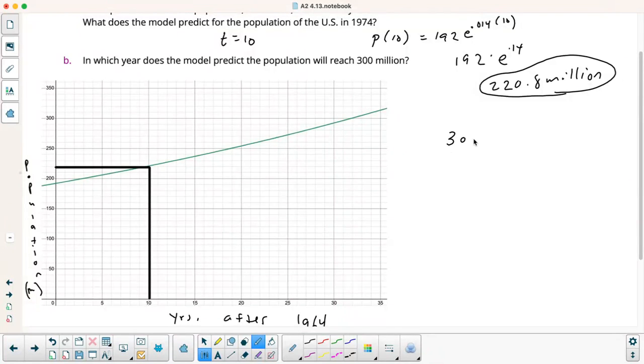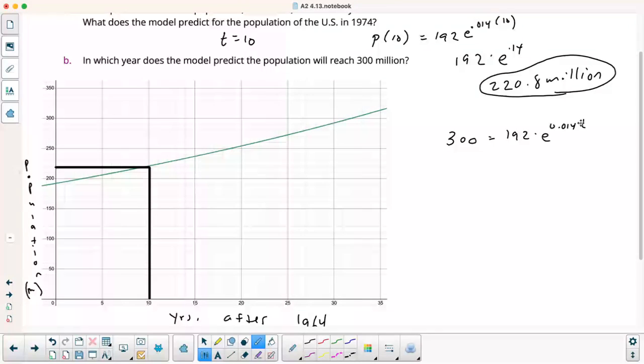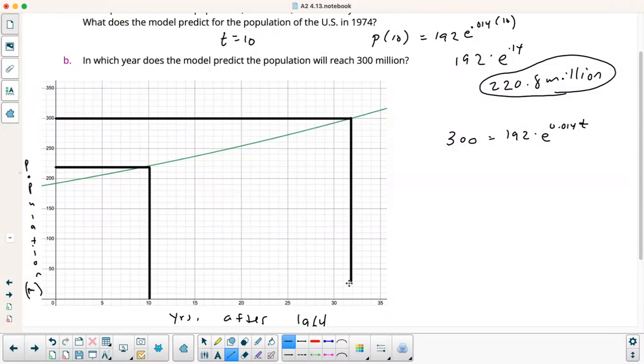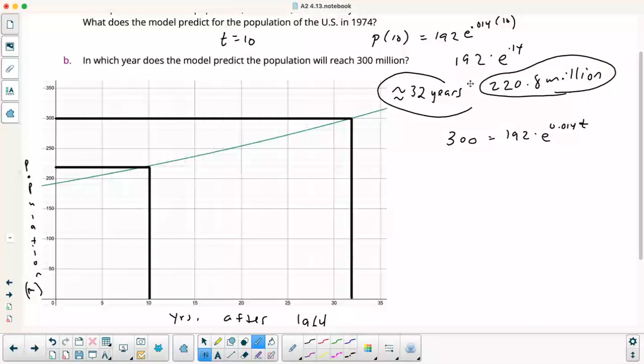So 300 equals 192 times e to the 0.014t. Again, since your variable is up here in the power, you're going to have to just guess and check for now. Or you could use the graph and say, okay, well, 300 million is right about there, which goes to 32 years.